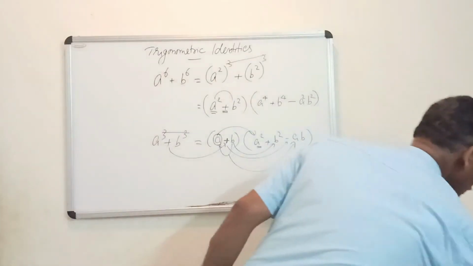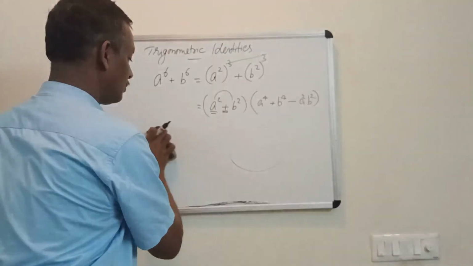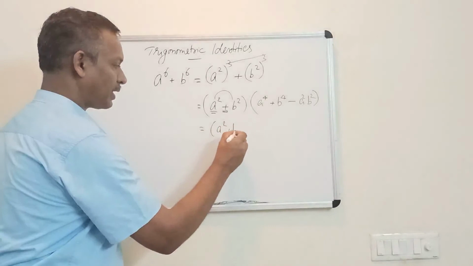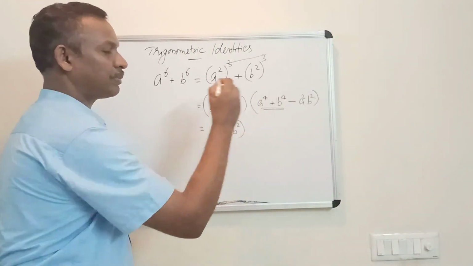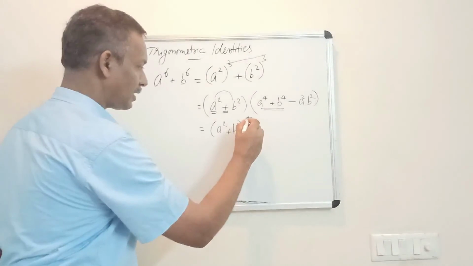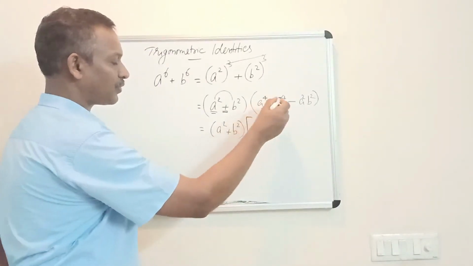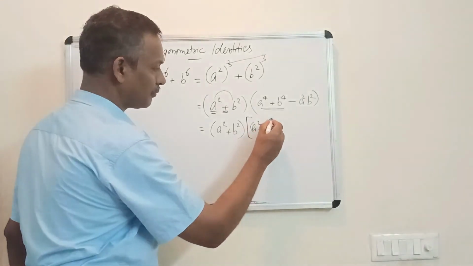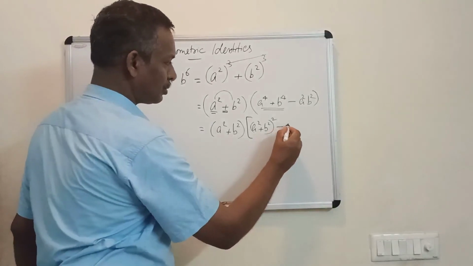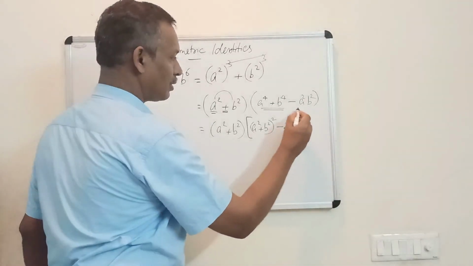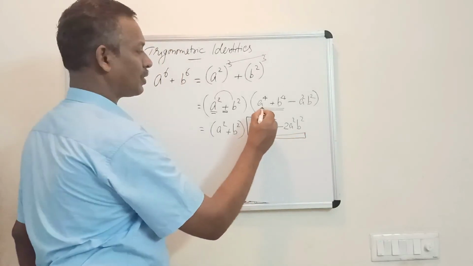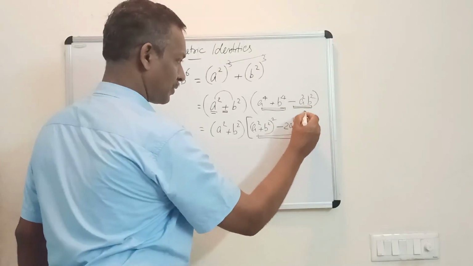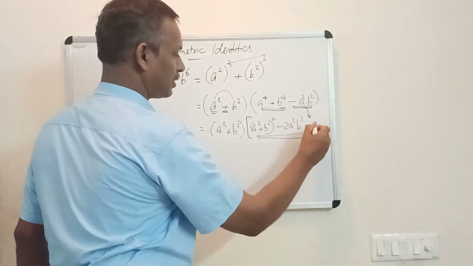Then you can change this second bracket. In the second bracket, there is a raised to 4 plus b raised to 4. That you can change as we just previously discussed. A raised to 4 plus b raised to 4 can be written as a square plus b square the whole square minus 2a square b square. This much is a raised to 4 plus b raised to 4. And one more term is here from the given previous step, minus a square b square.